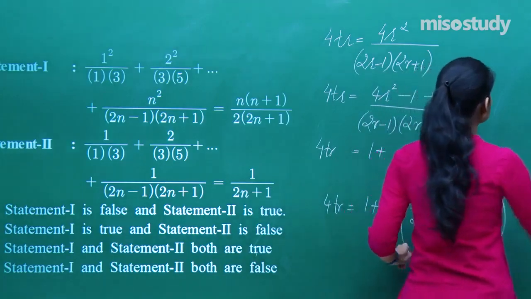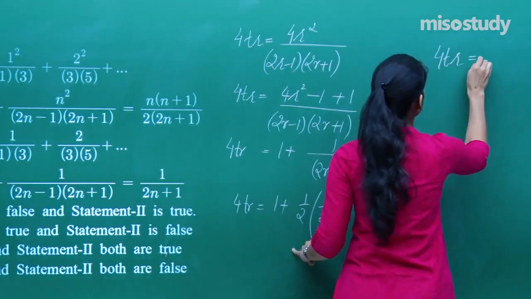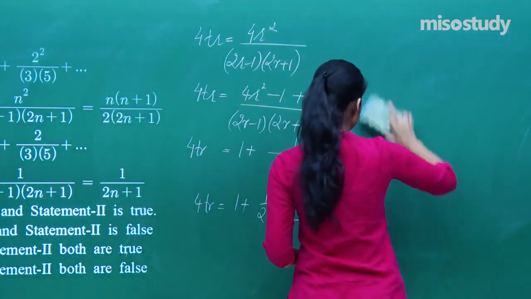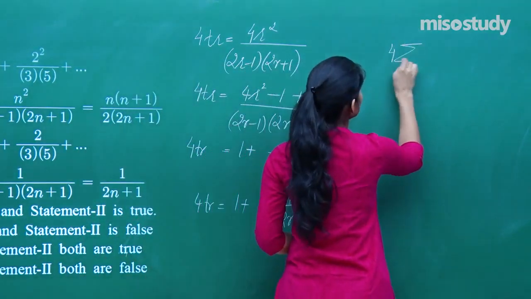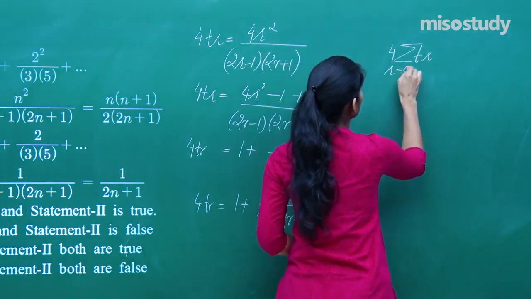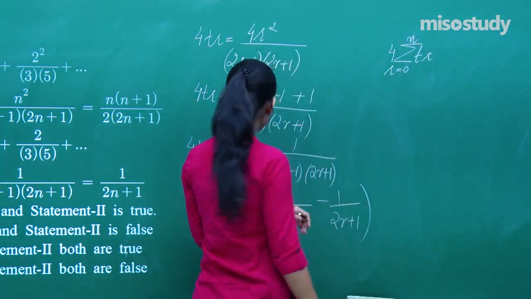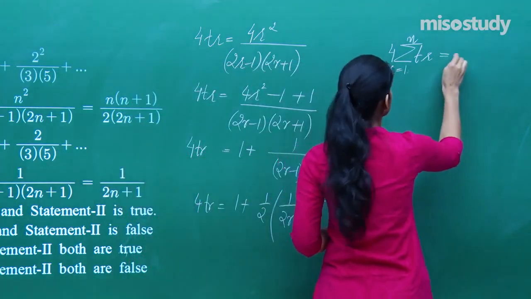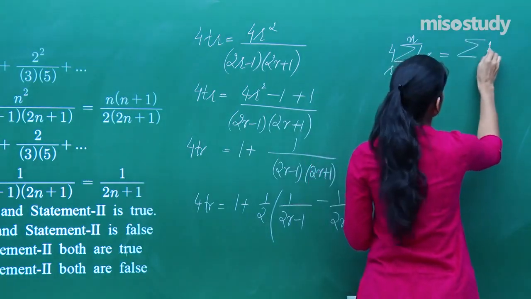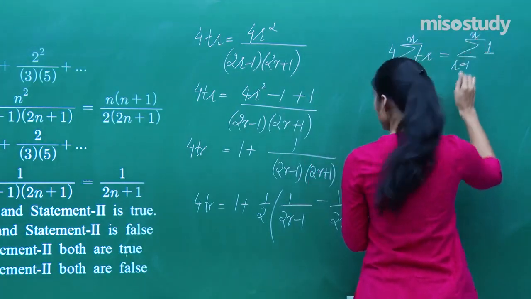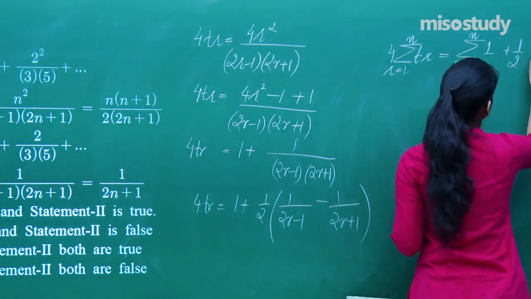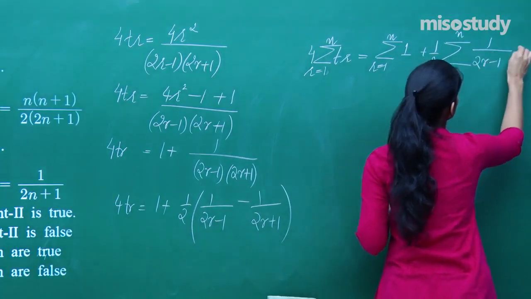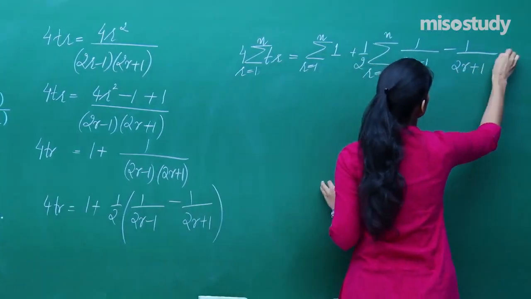Now the moment you get this, what is the next step? Next step is to actually take the summation, because you need to find the sum of this series. So you get 4 times summation Tr, which is going to come out to be summation 1, r going from 1 to n, plus 1 by 2 summation of 1 upon 2r minus 1 minus 1 upon 2r plus 1.